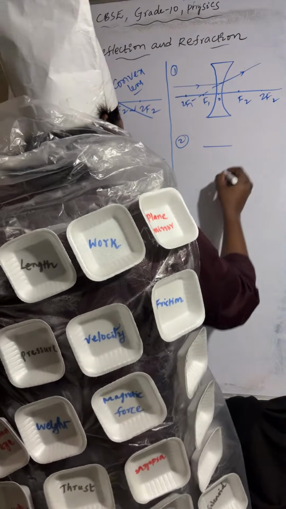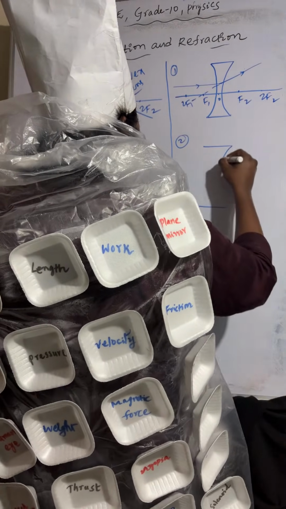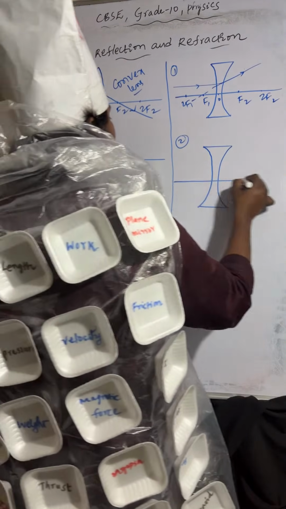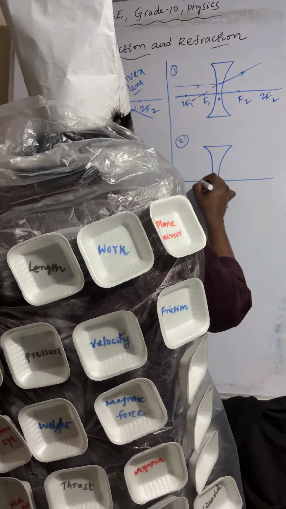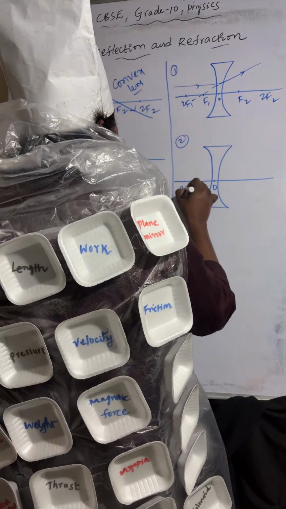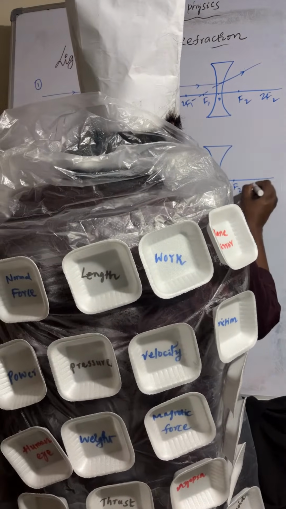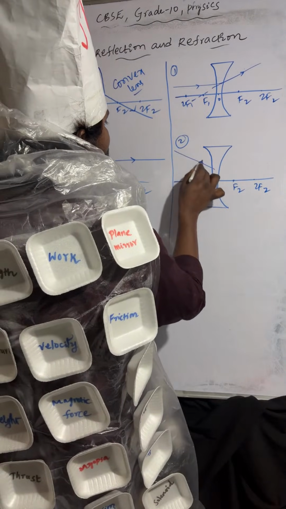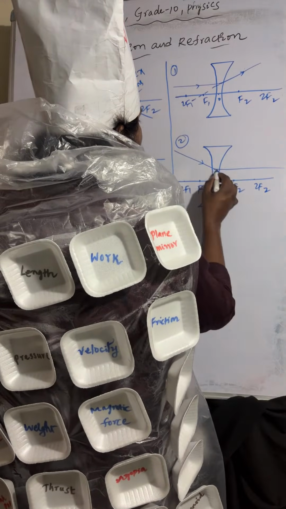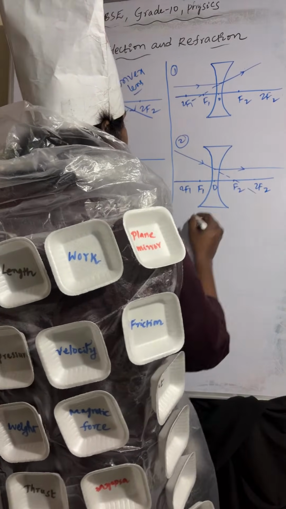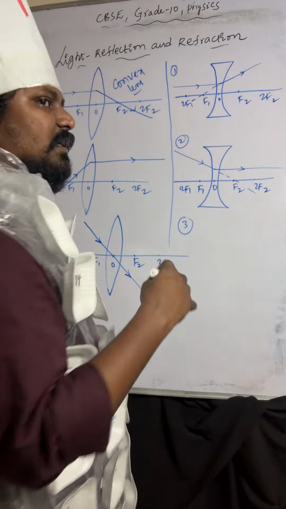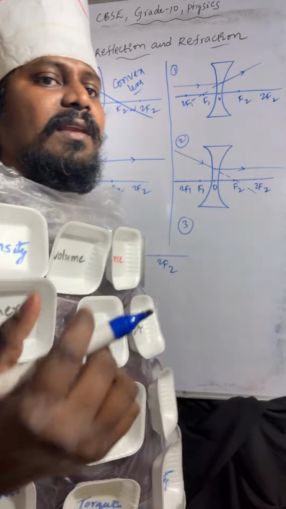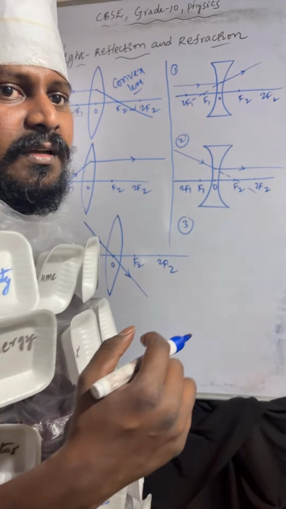Coming to the second one. Light rays passing through optic center. F1, 2F1, F2, 2F2. Light rays passing through focus after refraction. So that is a concave lens. Understood or not?